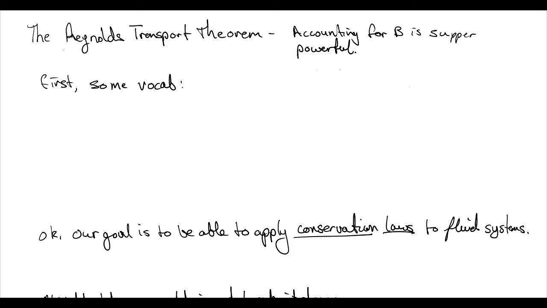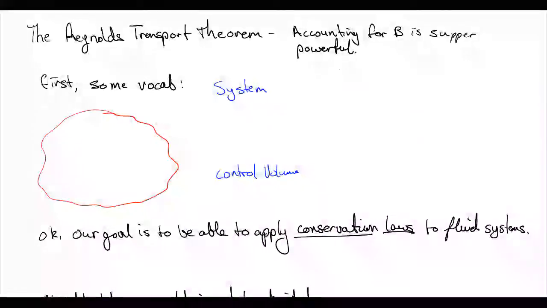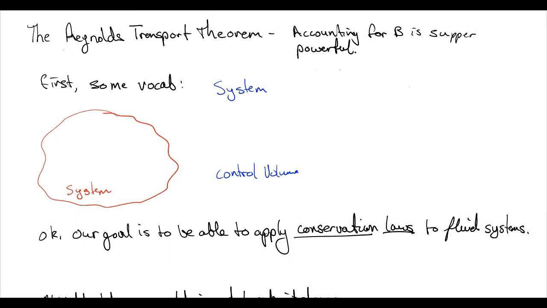And the difference between the two is this. Let's say we have a bunch of mass here. This is our system. It is literally everything we might care about. All right. And then within that system, we have a control volume.